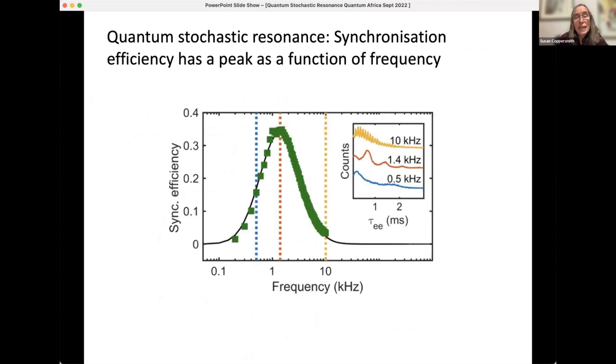Okay, so again, the key is that the synchronization efficiency has this really quite substantial peak, and in that sense, it is a resonance: there is a frequency that's picked out that's set by these rates, and the system responds more at that frequency.